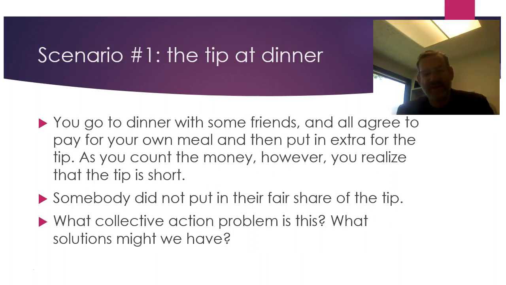First scenario, the tip at dinner. You go to dinner with some friends and all agree to pay for your own meal and then put in extra for the tip. As you count the money, however, you realize that the tip is short. Somebody did not put in their fair share of the tip. What collective action problem is this, and what solution might we have?